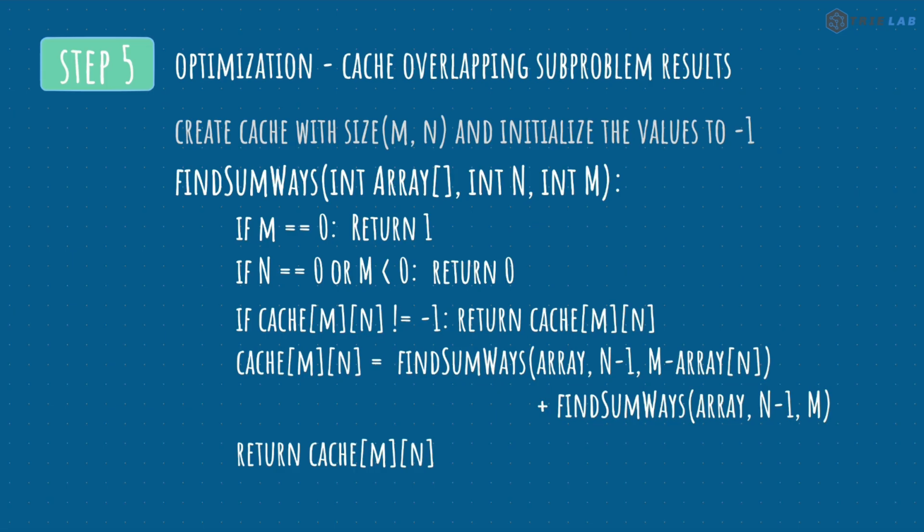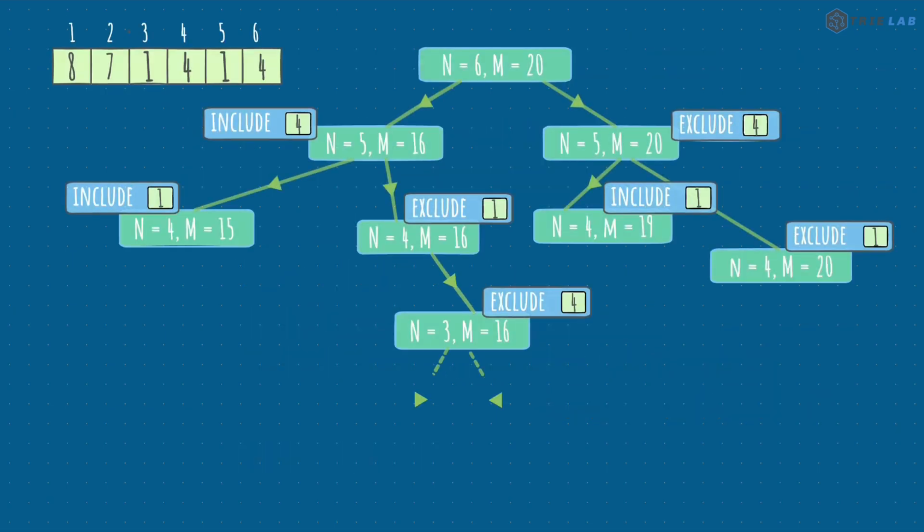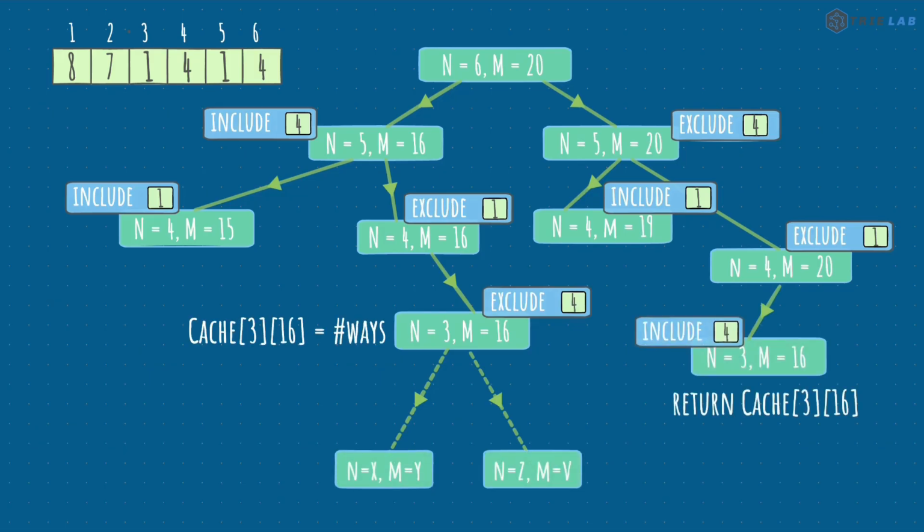So now if we trace the recursion tree again for the example found earlier, we will simply cache the result for the state n equals 3 and m as 16, so that the next time we get a similar state, we will simply return the value of the cache.